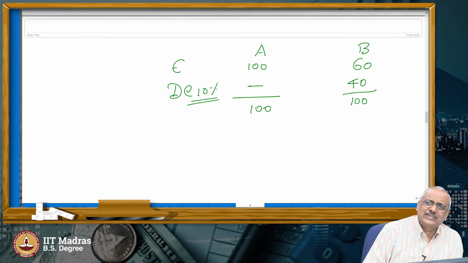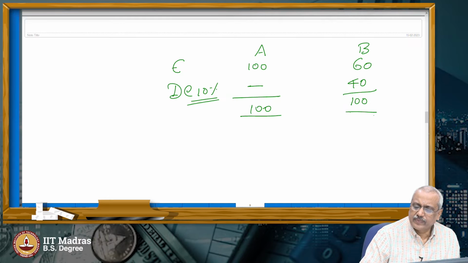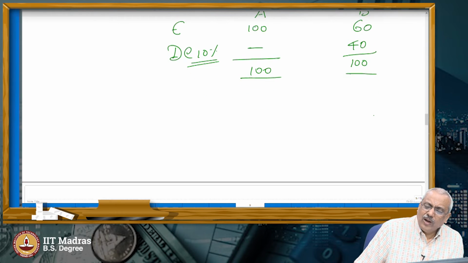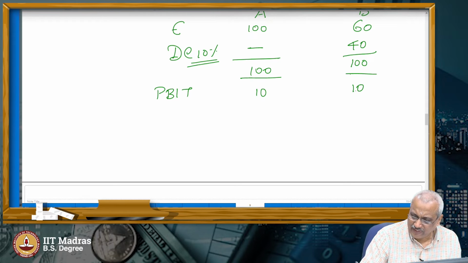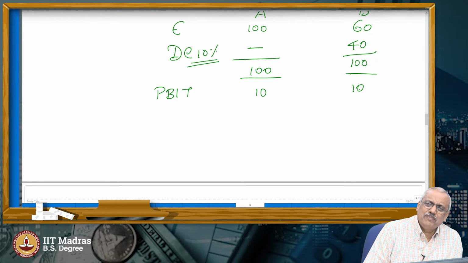Debt cost of borrowing is 10%. Why did I keep 10%? For ease of multiplication, nothing else. Now, what happens? Imagine the company makes a profit before interest and tax of $10 each. Same business, same company.